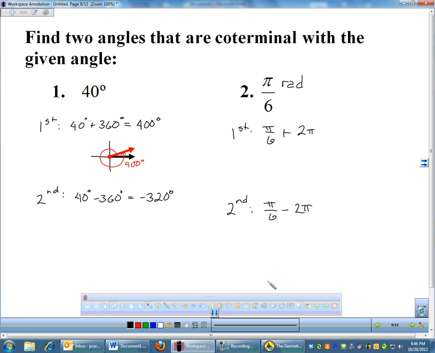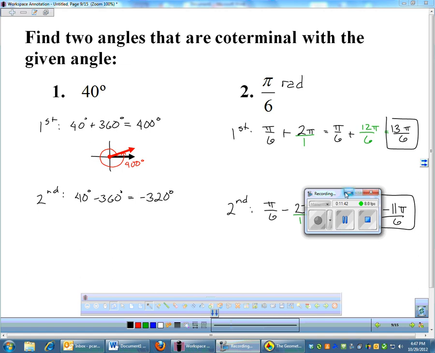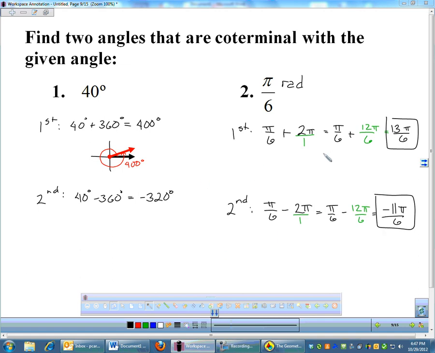And for the sake of saving you a little bit of time, I'm going to pause this. You do need to get a common denominator to solve this. There we go. So I got my common denominators. I converted 2 over 1 into 12 over 6. That way I can do pi plus 12 pi is 13. The denominator stays the same. Same thing over here. 2 over 1 converted to 12 over 6. 1 minus 12 is negative 11 pi over 6. And so there are the coterminal angles for those two.